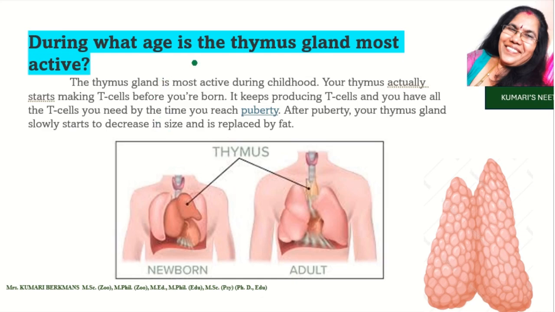So during what age is the thymus gland most active? You can see this is a newborn baby's thymus. Can you see the size of this? And this is the adult thymus gland. See, the size is too small. Here the size is too large. Why? At that time, the antibodies will be very, very few in the child's body. So the thymus continuously produces various antibodies as well as T cells, specialized T cells.